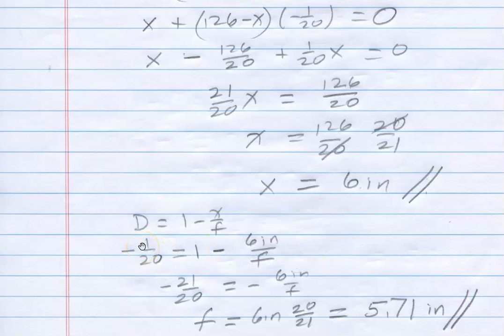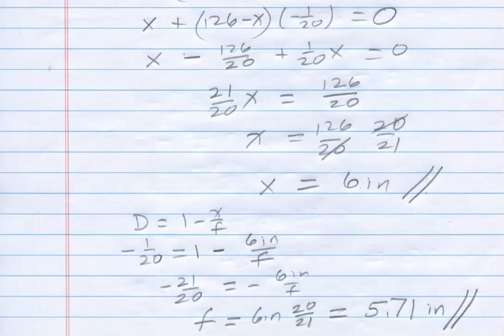To find the focal length, I can go back to our D expression. That was 1 minus x over f, but I know D is minus 1 over 20. And I now know x is 6 inches, so that gives me all the information I need here to determine what the focal length of the lens needs to be. So I solve this equation for f, and when I do that, I get a positive 5.71 inches.